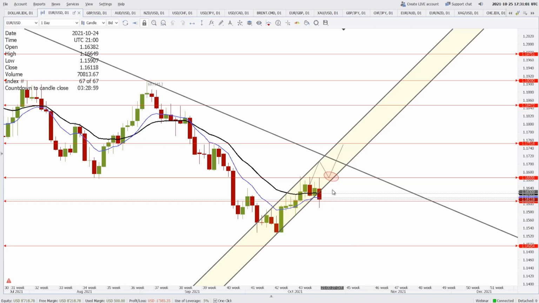But right now, since the price is trading between these two levels, 1.1607 is the support and 1.1665 is the resistance for this price in the coming days.